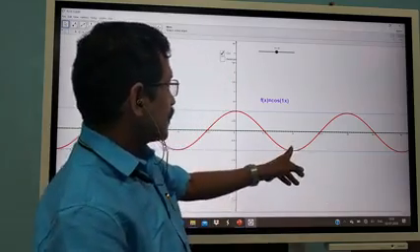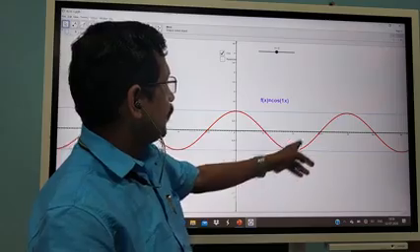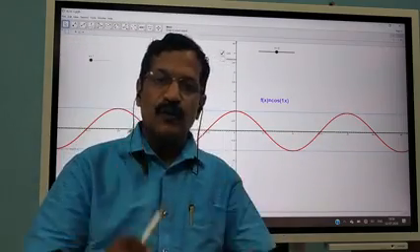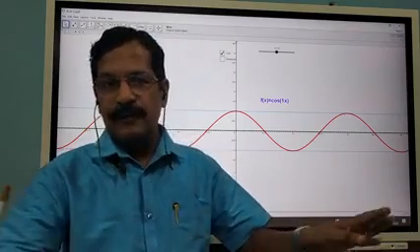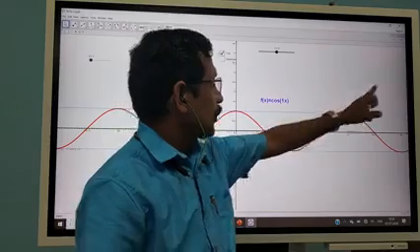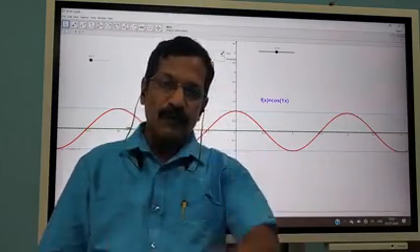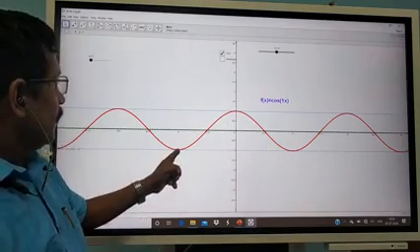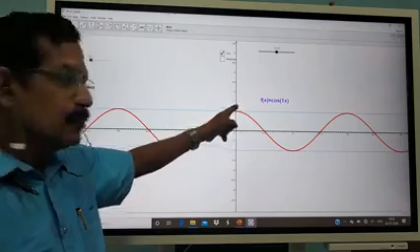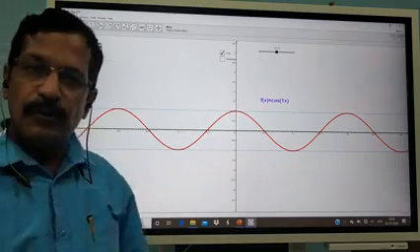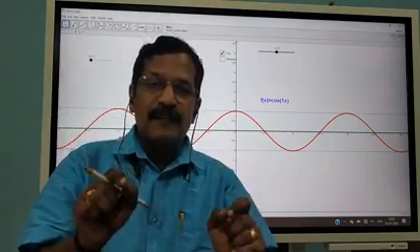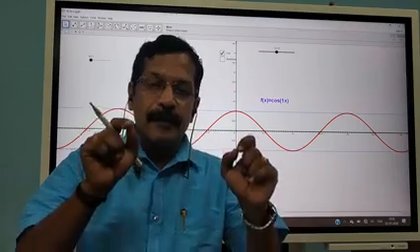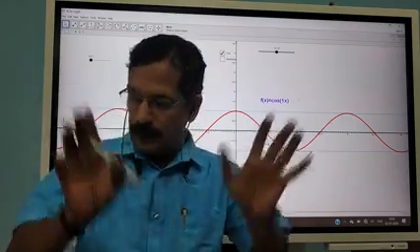Otherwise, if you restrict the domain to pi to 2 pi, then also the function is 1-1 and onto, hence invertible. If you restrict it to 2 pi to 3 pi, then also it is 1-1 and onto. Or in the negative branches, -pi to 0, the function is 1-1 and onto. So in all these branches, the function f of x is equal to cos x is a bijection, hence invertible.